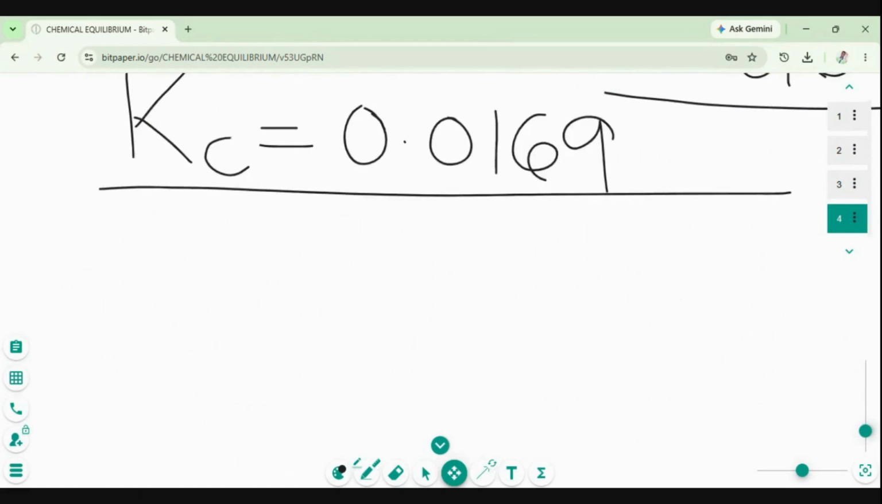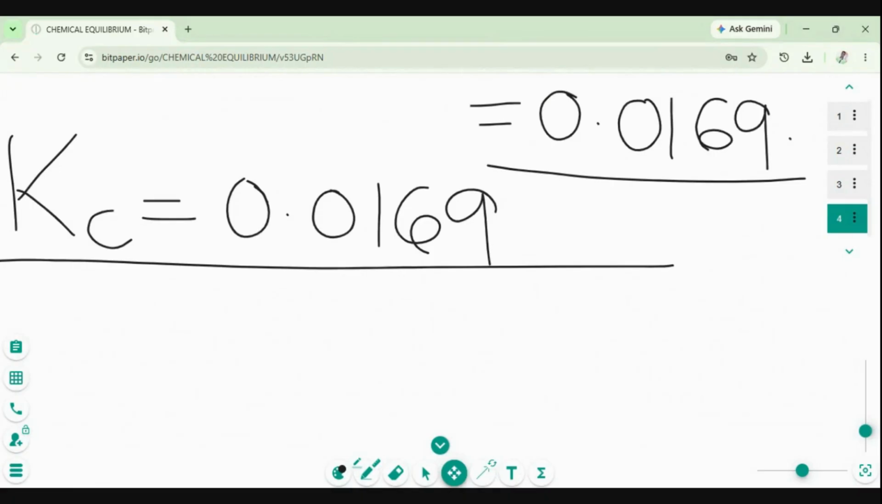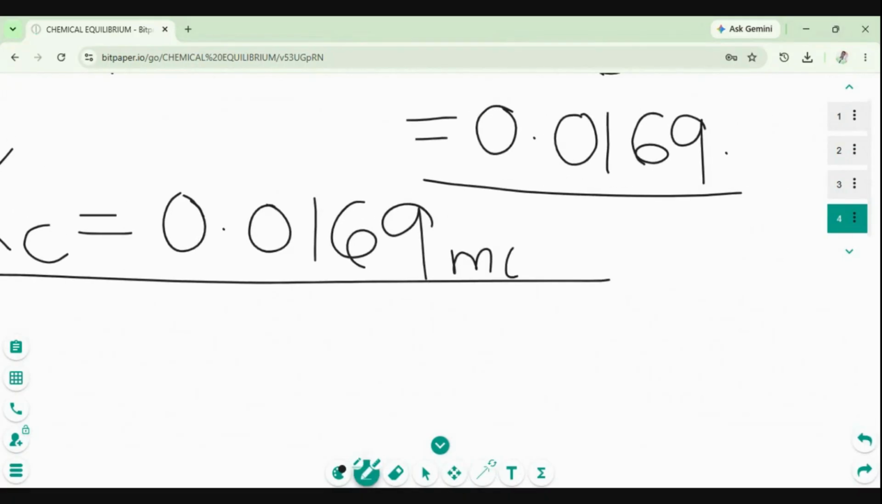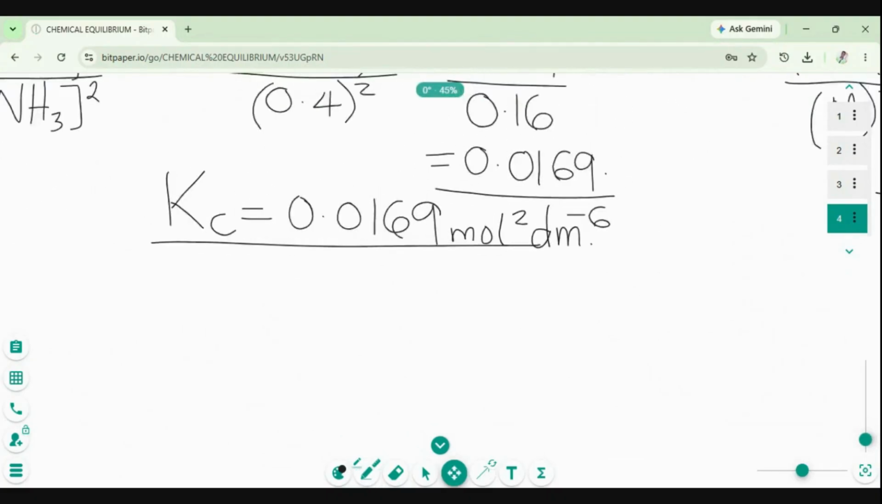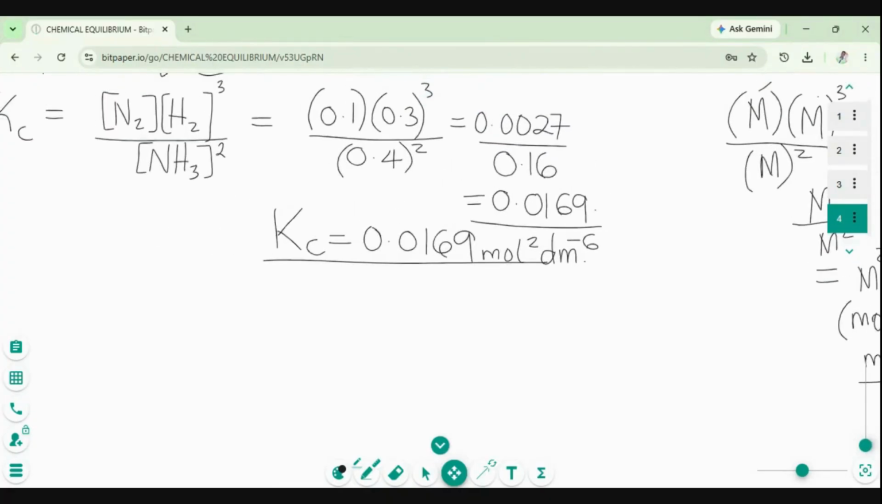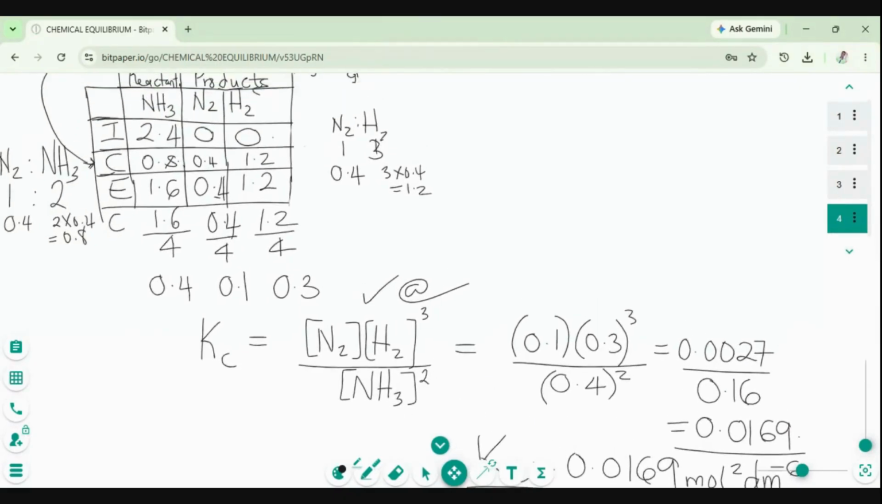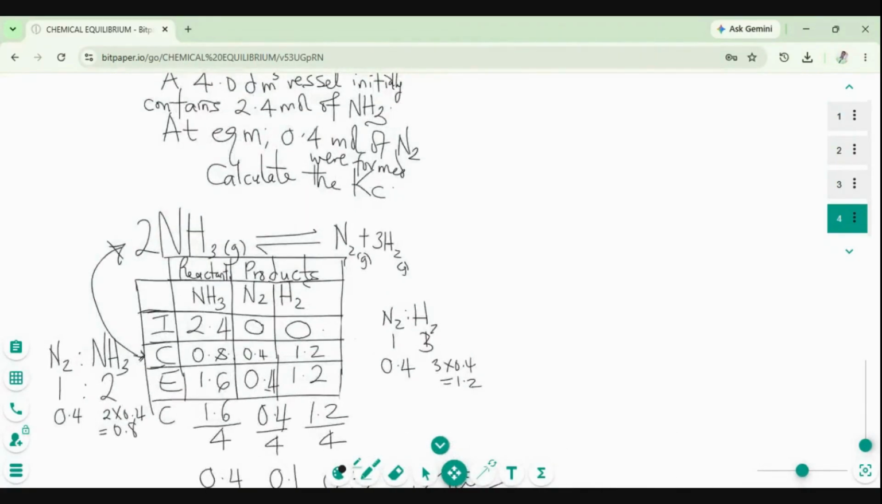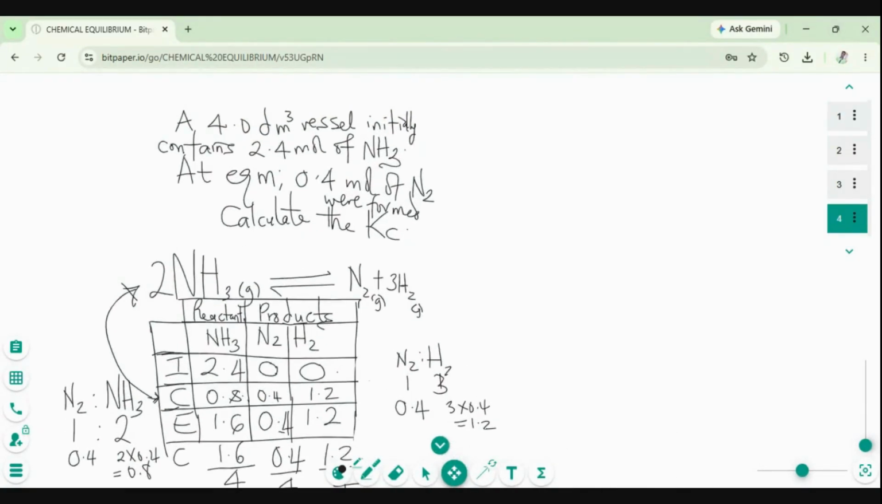So we come beautifully here and say Kc is 0.0169 moles squared decimeter power -6. So if I minimize this again, so that you can see in complete how my calculation looks like. Initially, that was the question. It was saying a 40 decimeter cube vessel initially contains 2.4 moles of ammonia, and they're saying at equilibrium, 0.4 moles of nitrogen were formed.